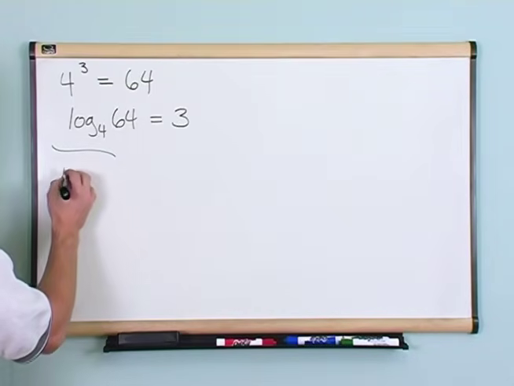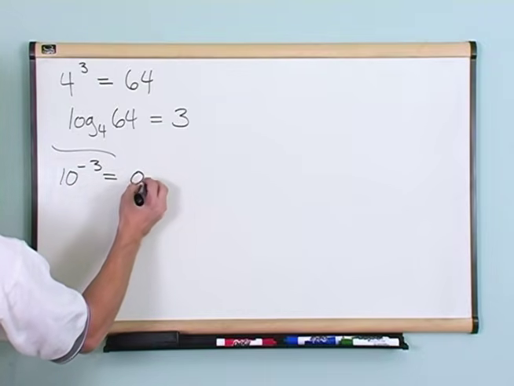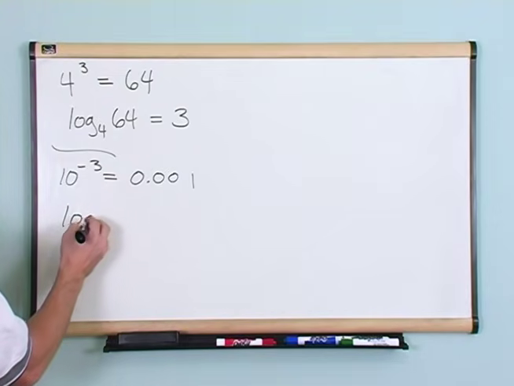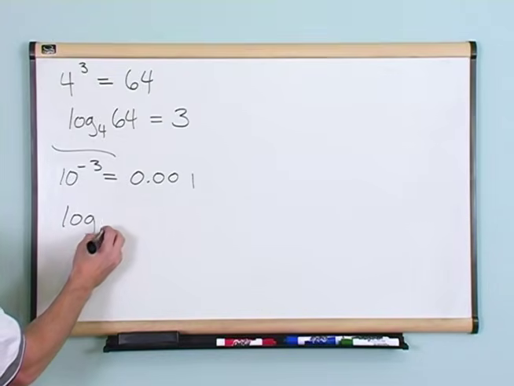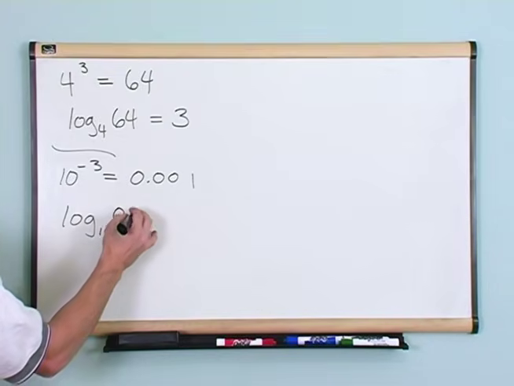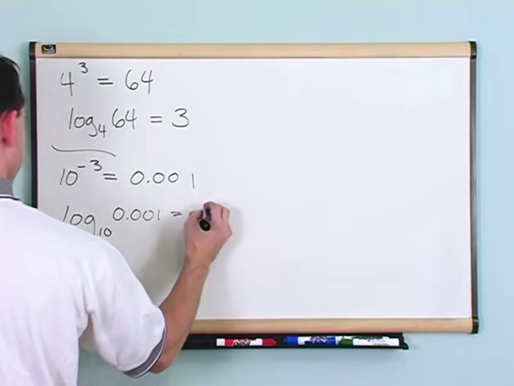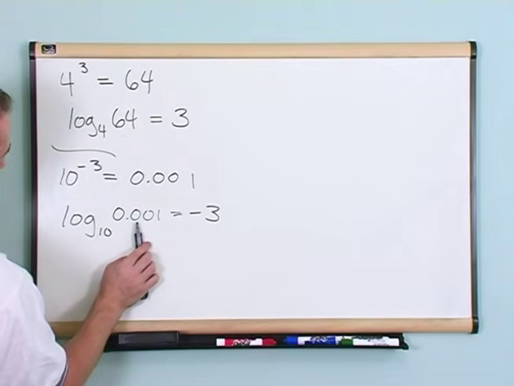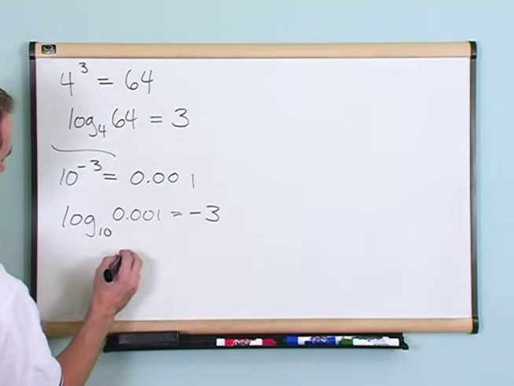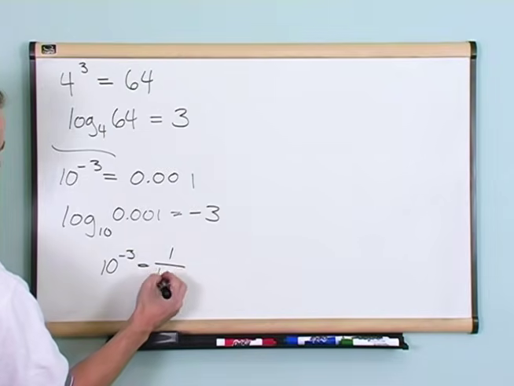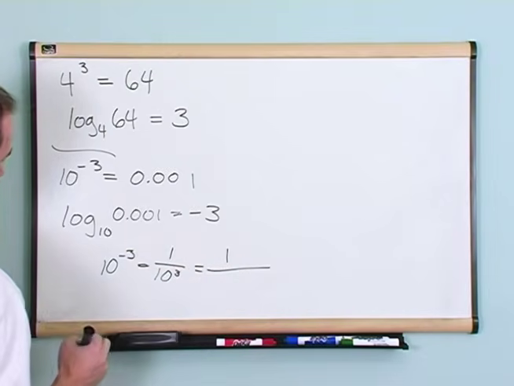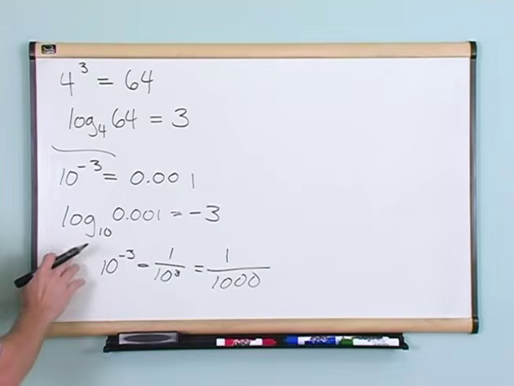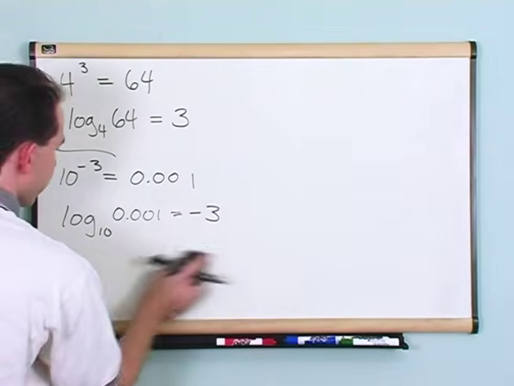What if you had 10 to the minus 3 equals 0.001? First, you got to start at the base. That would be log base 10 of 0.001 equals negative 3. Why is this true? Because I start at the base. 10 to the minus third power equals 0.001. And if you think about it, 10 to the minus 3 equals 1 over 10 to the 3 equals 1 over 1,000. And so that's equal to this. So what you do is you just sort of figure out what goes where to kind of match it up with the logarithm form.